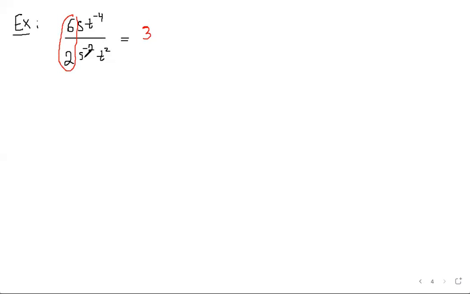Now the s and t. So I keep everything again: s times t to the power minus 4. Then I raise this up, I move it up. How can I move it up? s to the power minus 2, what do I have to do? Flip it to positive 2, s to the 2. The t, negative 2.